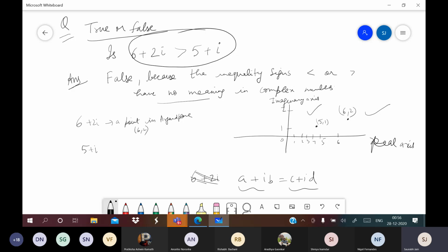It will be like saying a point is less than another point, or a point is greater than another point, which is totally meaningless, right? So always remember this thing.